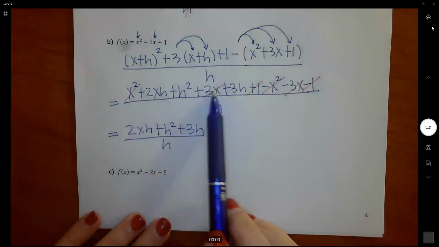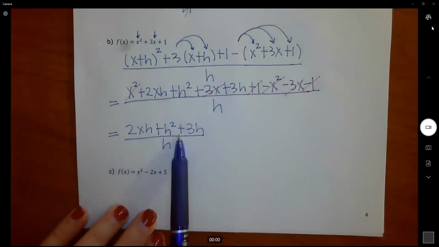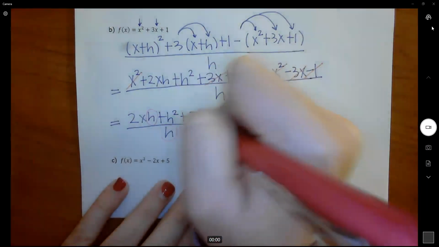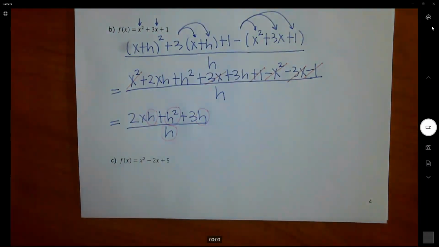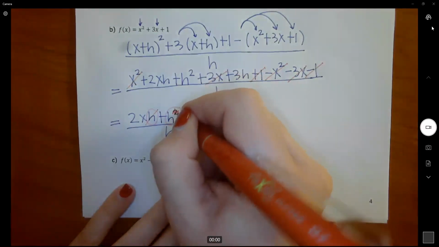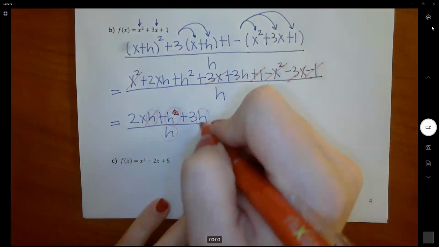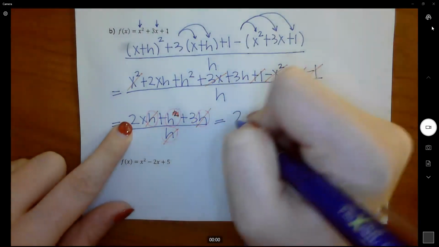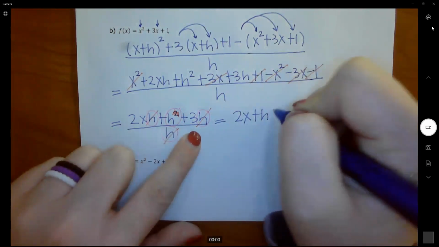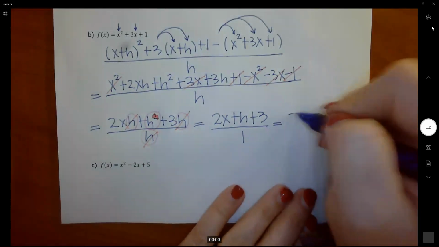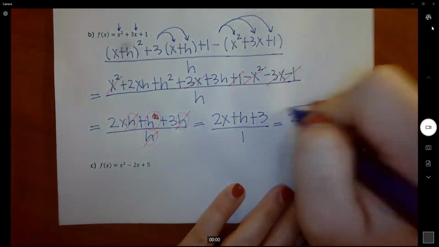When these cancel, everything's going to cancel basically that doesn't have an h with it, because when I get down to this next portion, notice how everything has an h. They all lose one of these h's. So this h goes away. You have h squared, so that means one h goes away. So I'm still left with the one h. This one goes away and this one goes away. So my final answer is 2x plus h plus 3. And you could put this all over 1, but we really don't need it. So this is my final answer.